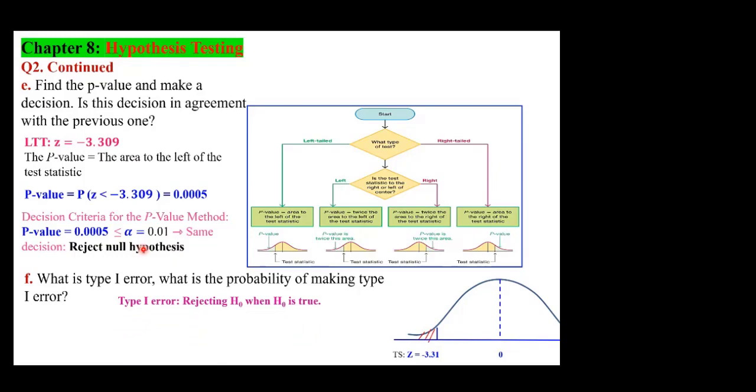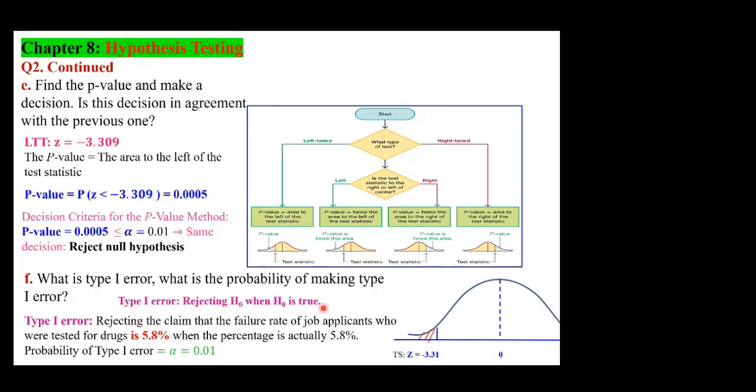The next part is asking, what is type 1 error? What is the probability of making type 1 error? If you recall, type 1 error was defined as rejecting H0 when H0 is true. So for this question, rejecting the claim that the failure rate of job applicants who were tested for drugs is 5.8%, when the percentage is actually 5.8%. So if we reject that when it's actually 5.8%, it's considered type 1 error. And it is always equal to the choice of alpha, which happened to be 0.01 for this question.